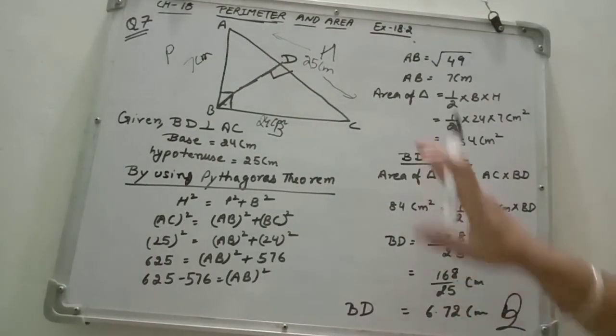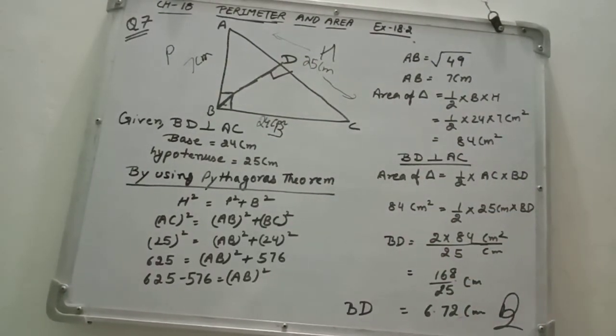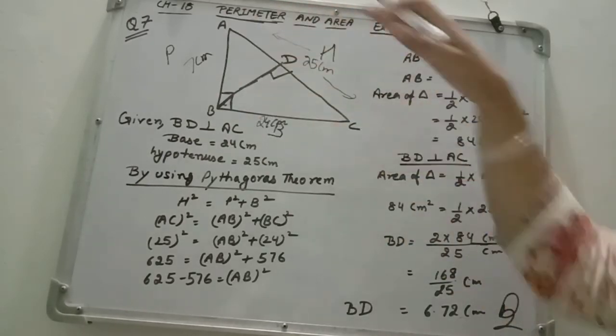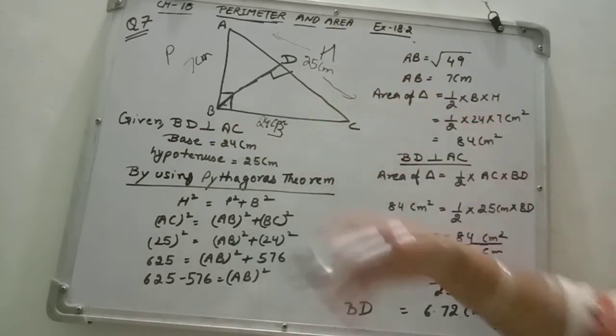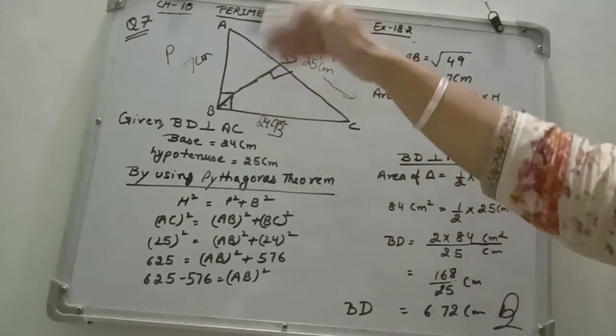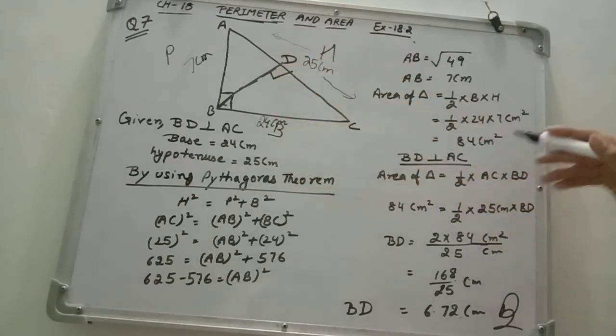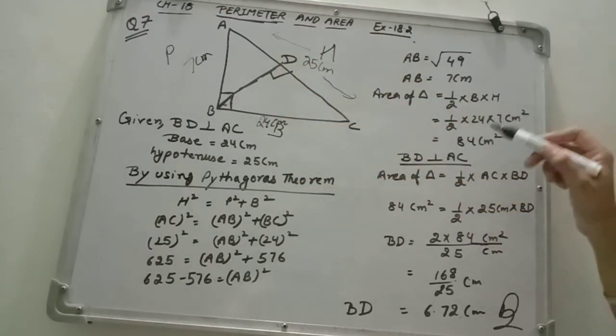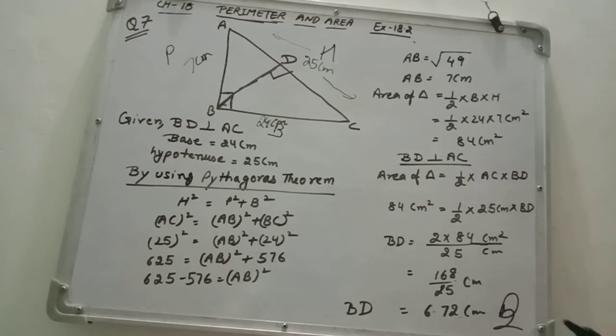Okay. Now we find the area of the triangle. We know the formula for the area of a triangle. Area of ABC is 1 over 2 base into height. So what is the base here? 24. And what is the height here? AB. Height is AB, so 7 centimeter. So after cutting and multiplying, we get area is equal to 84 centimeter square.